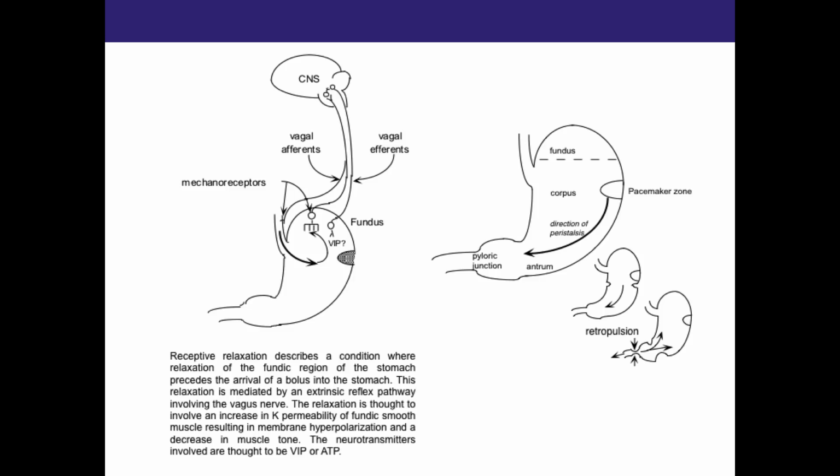There's also something called retropulsion, right? Some of the food that gets kicked down towards the pyloric junction constricts and it actually kicks it back into the body of the stomach. It's called retropulsion, and it is helping mix and mechanically and chemically digest that food.